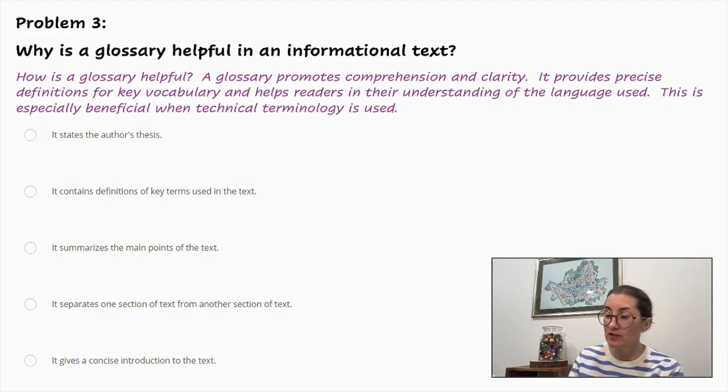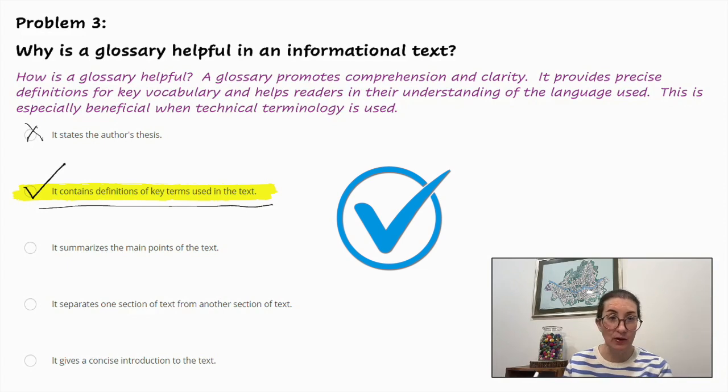It states the author's thesis. No. It contains definitions of key terms used in the text. Yes, this is definitely what it is, but let's continue. It summarizes the main points of the text. It's not a summary. It separates one section of text from another section of text. No. It gives a concise introduction to the text. It is not an introduction either. So, indeed, it contains definitions of key terms used in the text.